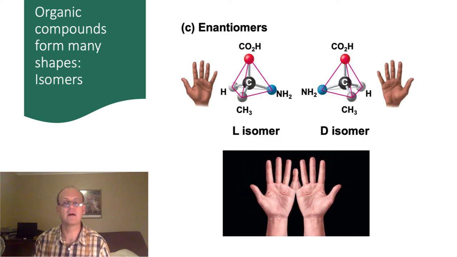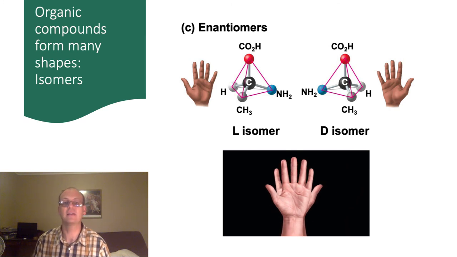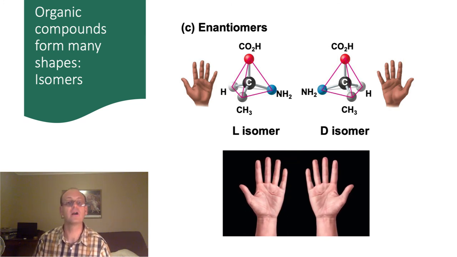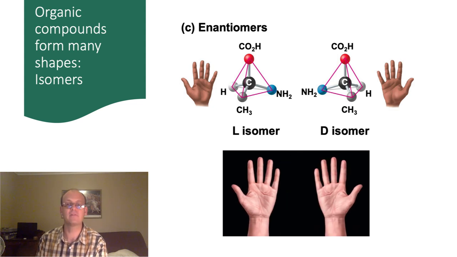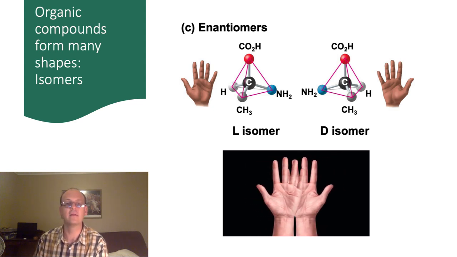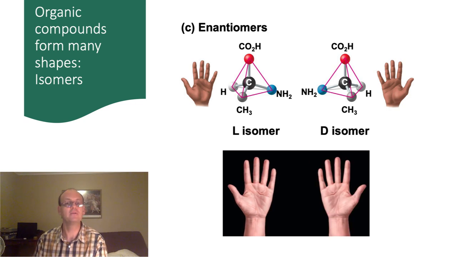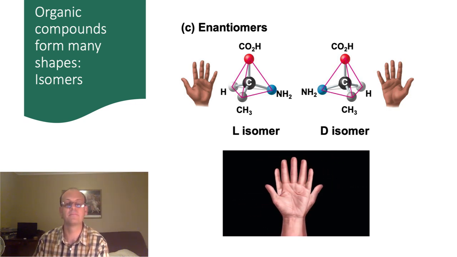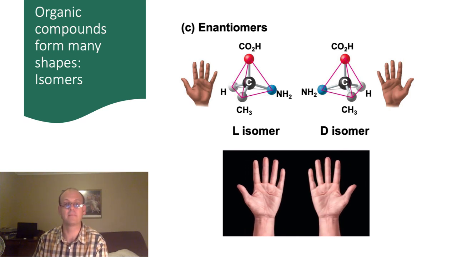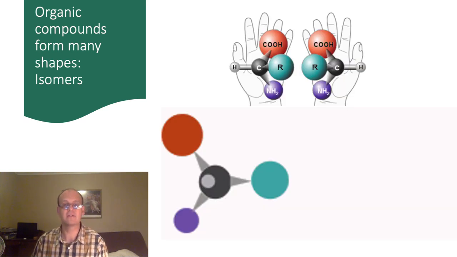Another even less obvious type of isomers are called enantiomers. Enantiomers are non-superimposable mirror images of each other. A good example of this is your left and right hand. They're mirror images of each other, but you can't superimpose your left hand on top of your right hand because they're not the same. To see how this effect works with molecules, imagine you're holding these two molecules in your hand.